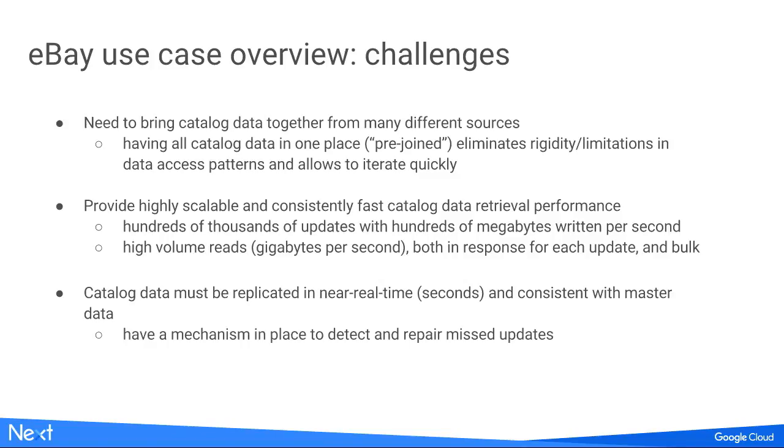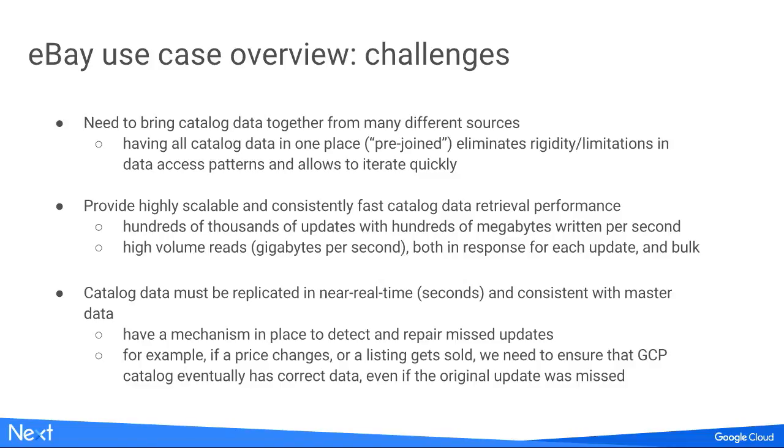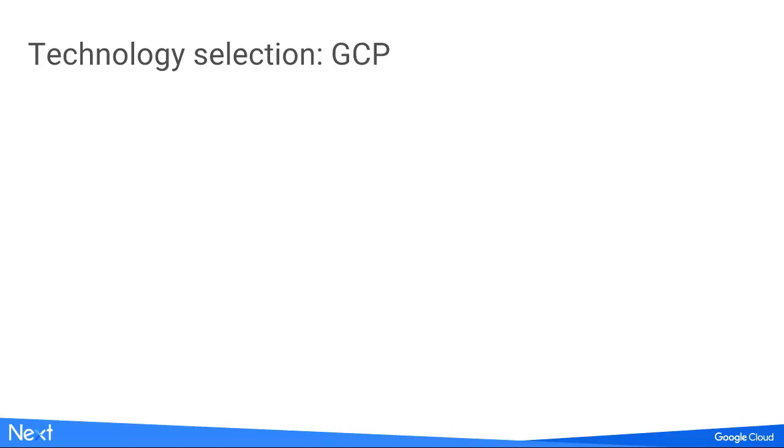And we also needed very high consistency of the data, so that in case an update is missed in near real time, we still want to make sure that we have a mechanism that repairs this data, so the replicated data is eventually correct and consistent with what we have in core, right? So, for example, if price changes or a listing got bought and we didn't catch this event, we want to have a mechanism in place that ensures that we will have data eventually correct in Google Platform.